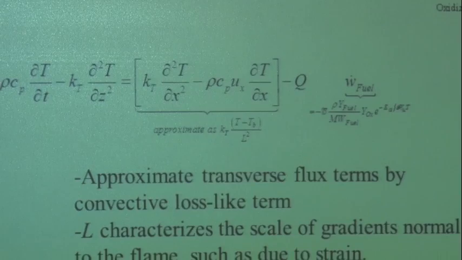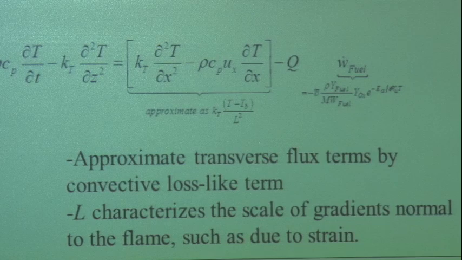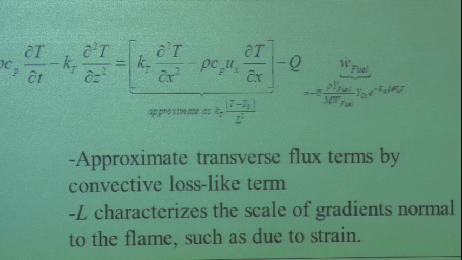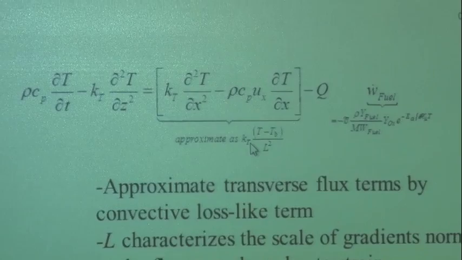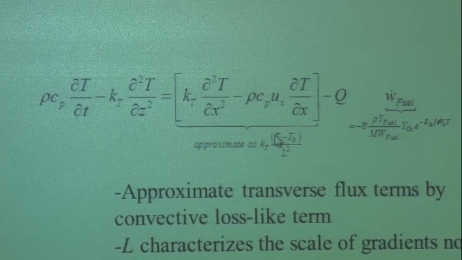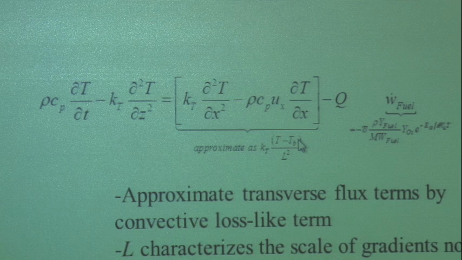Now this is a two-dimensional, unsteady, nonlinear partial differential equation. No surprises, you can't solve it analytically. You've got to start making some approximations. And so Buckmaster's contribution to this was, he said, I can't solve this thing, so if you think about it, this is like a loss-like term. This is taking stuff away from the flame, and he said, I'm going to introduce some K, and I'm going to assume that this convective loss-like term is proportional to T minus TB, divided by some reference length scale squared.